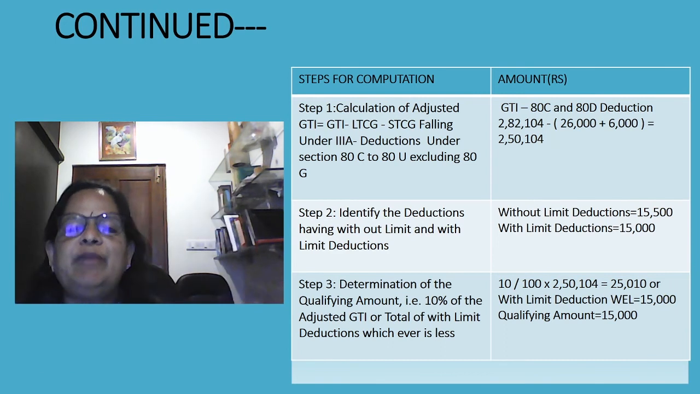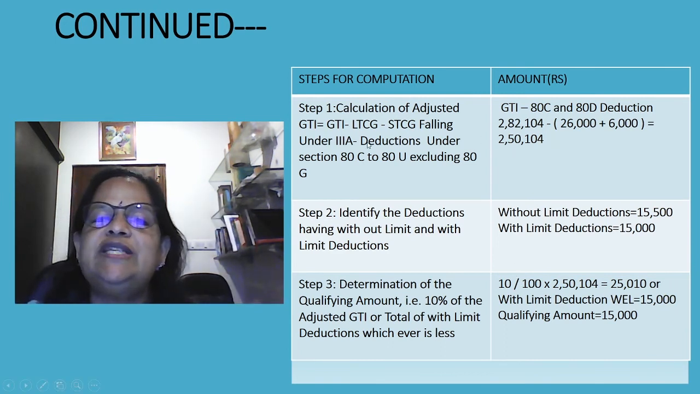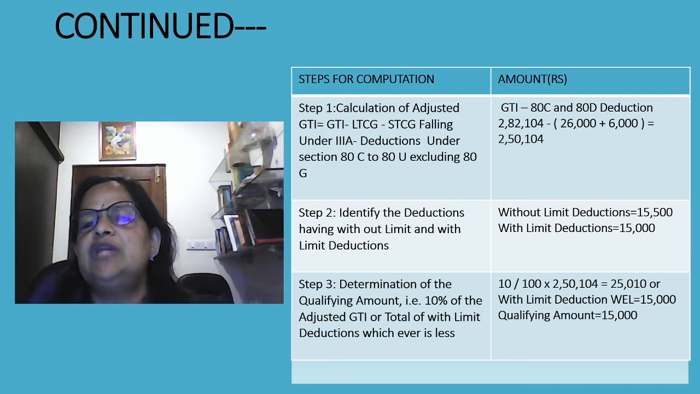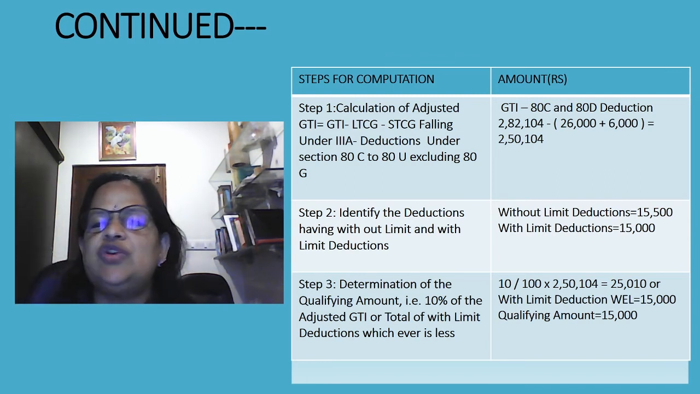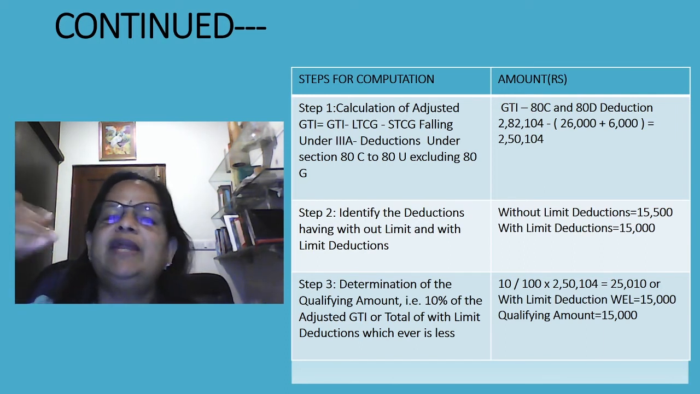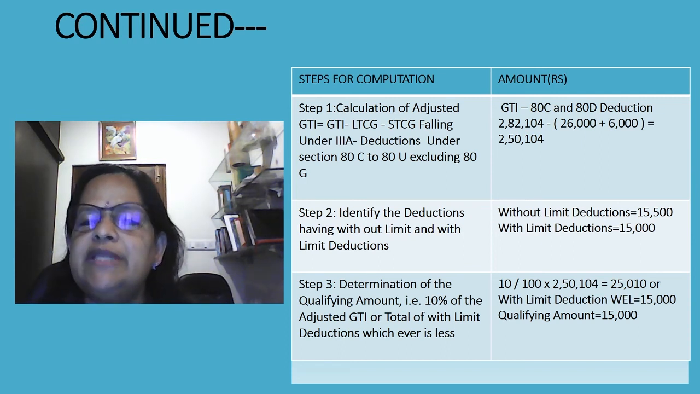Now the steps for computation, 4 steps are there. Step 1, calculation of adjusted GTI. You have to remember GTI minus LTCG minus STCG if they are paying securities transaction tax, minus deductions under section 80C to 80U excluding 80G. So LTCG and STCG are not there, but 2 deductions are there, 80C and 80D, 26,000 and 6,000. I got the gross total income, that value you will get in the next slide. 2,82,104 minus this 80C and 80D deduction, 26,000 and 6,000, you will get 2,50,104.